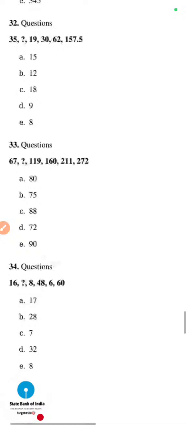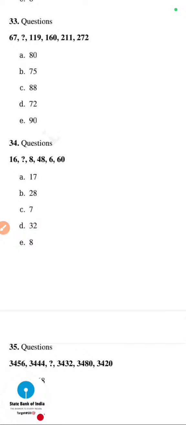Next, 67 dash 119 160 211 272. So here we see the difference between 119 and 160 will be 41. Next, 160 and 211, which will be 51. Next one is 61. So we see a double difference of 10. So it must be the difference of 31 and 21. 67 plus 21, which will be 88. So answer for this one will be 88. Option C is the answer.